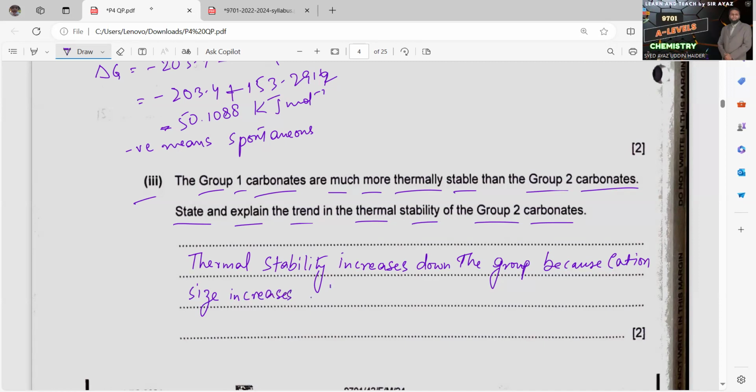It's less polarization of the anion, or the C-O bond getting stronger.